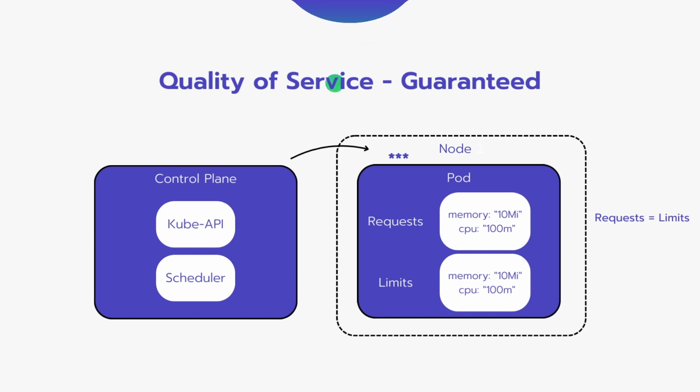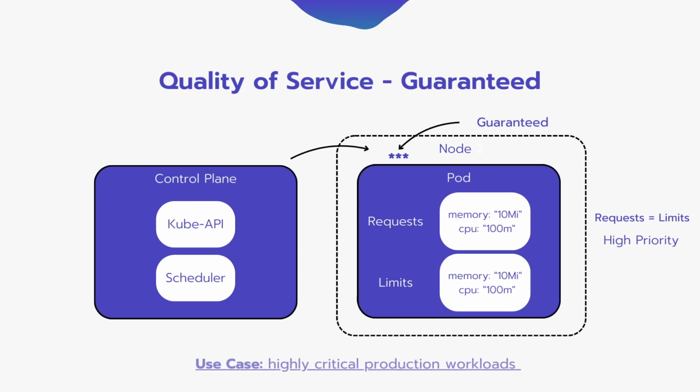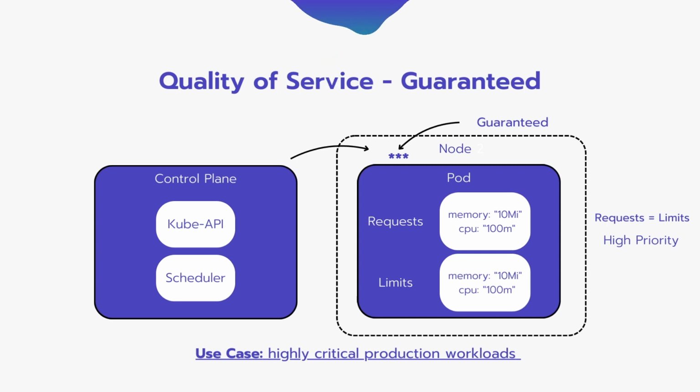When requests match limits, a pod is classified in the guaranteed class, meaning it is considered by the control plane to be among the most important pods to schedule, with a high priority, and it will do its best to ensure the pod is only killed if it exceeds the specified limits. For highly critical production workloads, you may want to consider setting your limits and requests to match in order to prioritize scheduling these pods. The next is the Burstable class.